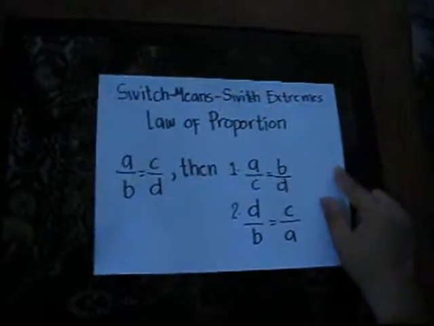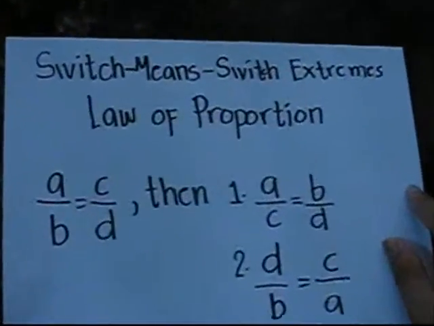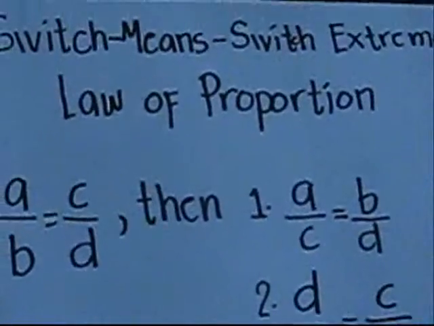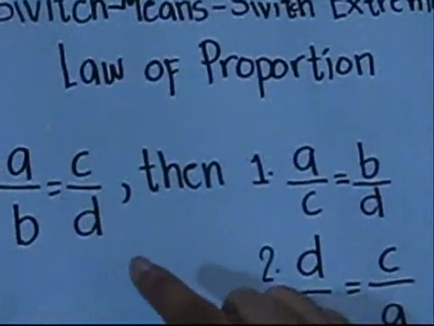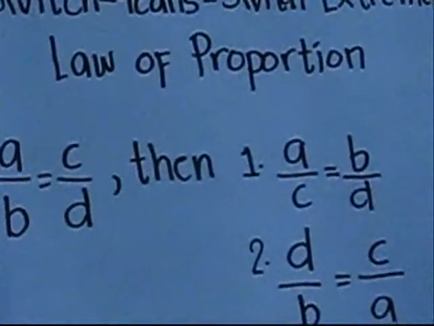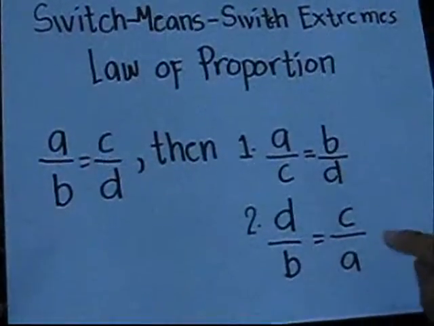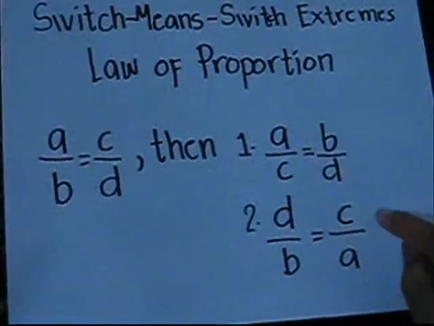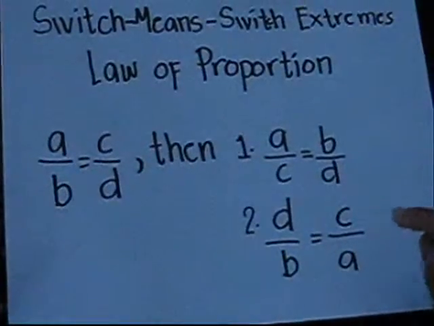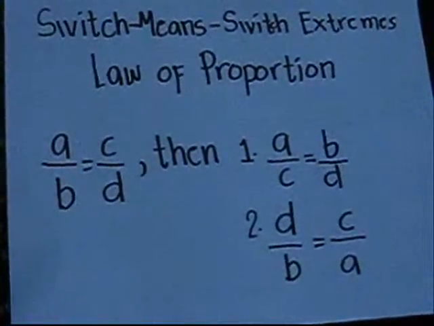The second law of proportions is the switch means switch extremes law of proportion. If A is to B as C is to D, then number 1, A is to C as B is to D, and number 2, D is to B as C is to A, wherein A, B, C, and D are not equal to 0.